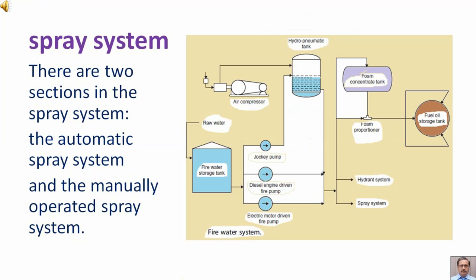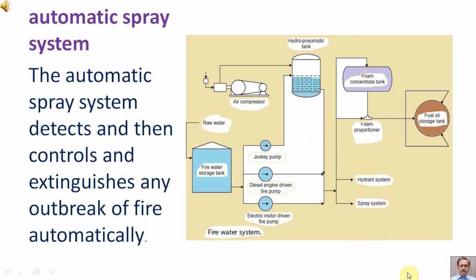Spray system. There are two sections in the spray system, the automatic spray system and the manually operated spray system. Automatic spray system. The automatic spray system detects and then controls and extinguishes any outbreak of fire automatically.